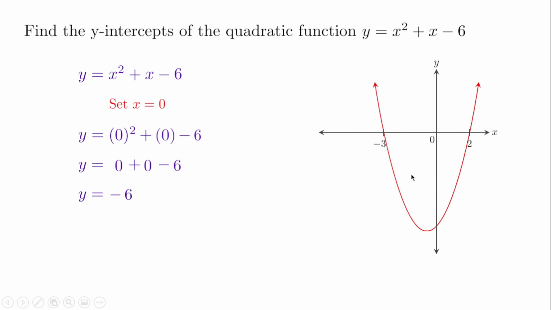Okay, so graphically, negative 3 and 2 are the x-intercepts, but negative 6 is the y-intercept. So the graph is going to pass through negative 6 on the y-axis. So the answer: the y-intercept is negative 6.